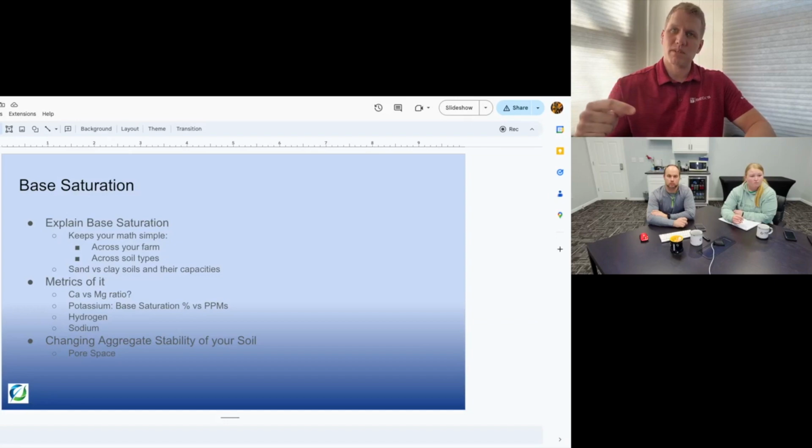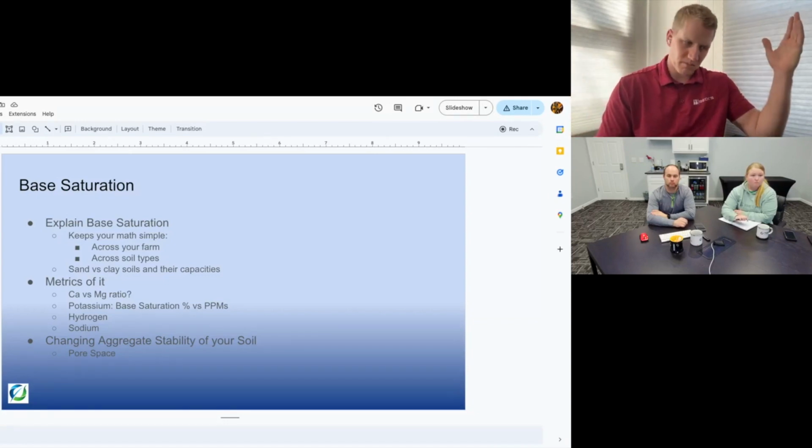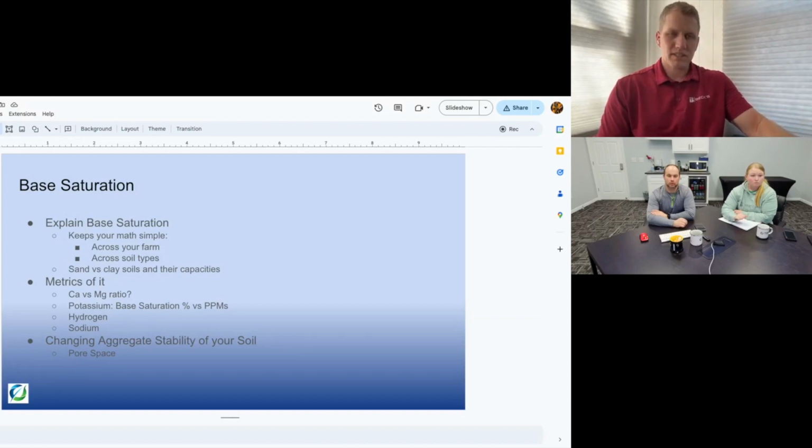Let me back up. If I were to build a perfect soil, I'd probably be 65 to 70% calcium on the base saturation. I'd probably be 10 to 14% on the magnesium, 5+% on the potassium and let the hydrogen and sodium and all the other very minuscule ones take up the rest. Okay. So with that being said, that kind of thought process can go across any soil type. So if you go from a sand with a CEC of 5, 700 parts per million on the calcium, base saturation 65, you're probably pretty good.